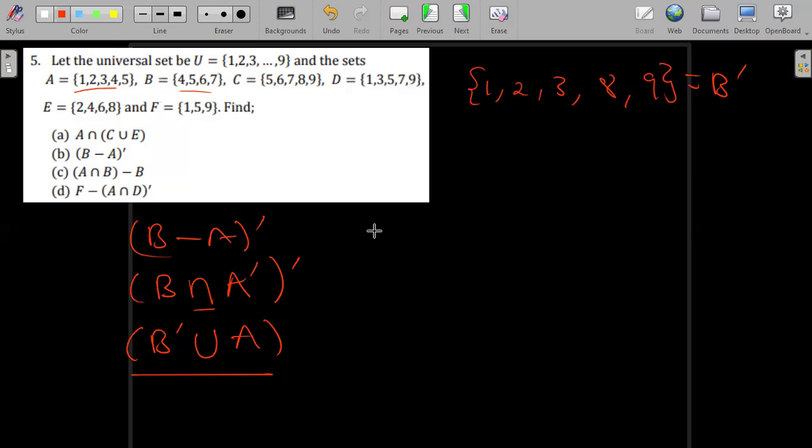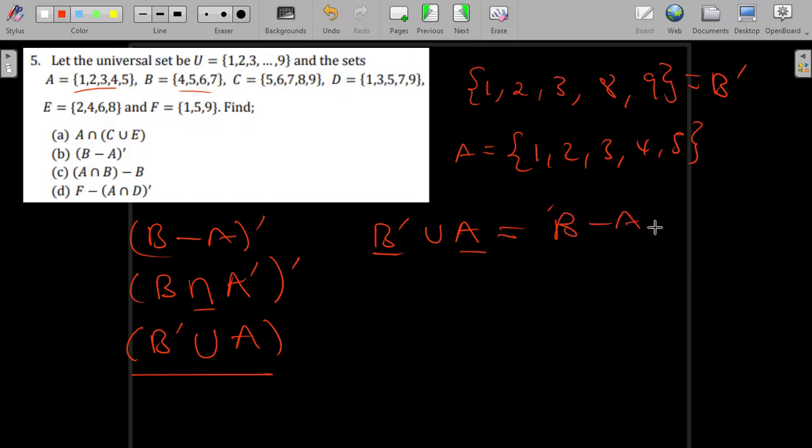So that's what I have to check. I'm bringing B complement union what? A. So I now have B complement and I have union A. So I can bring all these elements together. So what is my A? My A from the question is 1, 2, 3, 4, and 5. So bringing these together, the final thing that I have is just the same as this B minus A complement that I was given in the question.